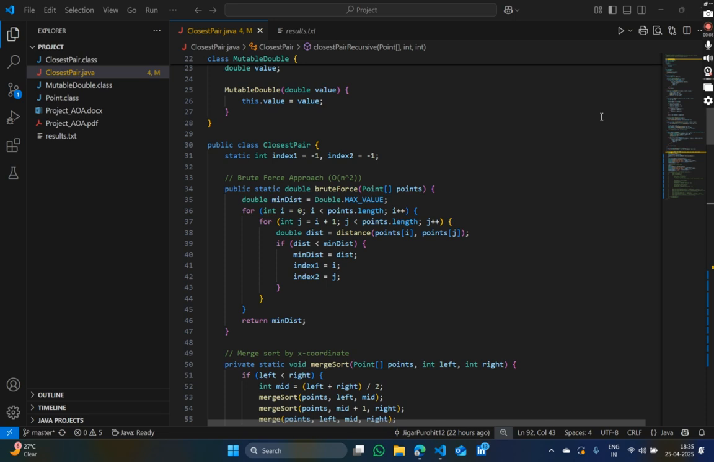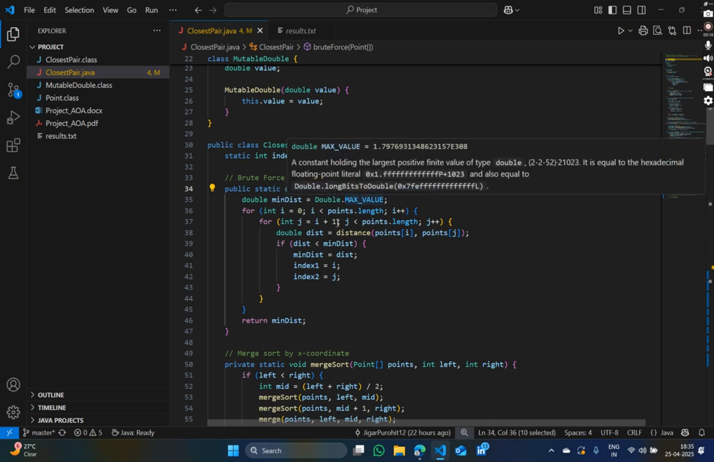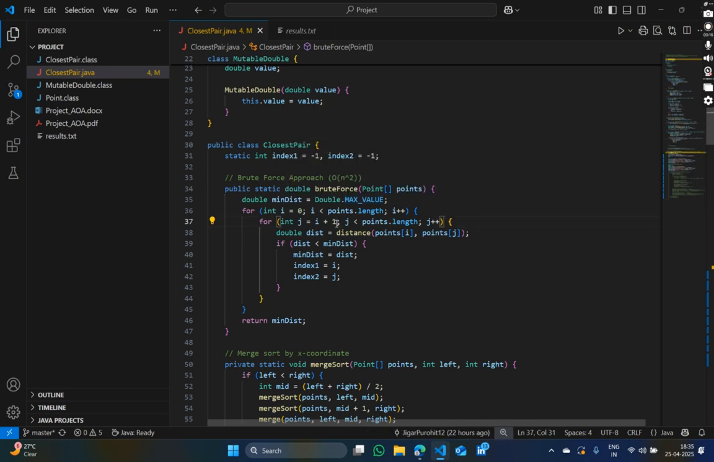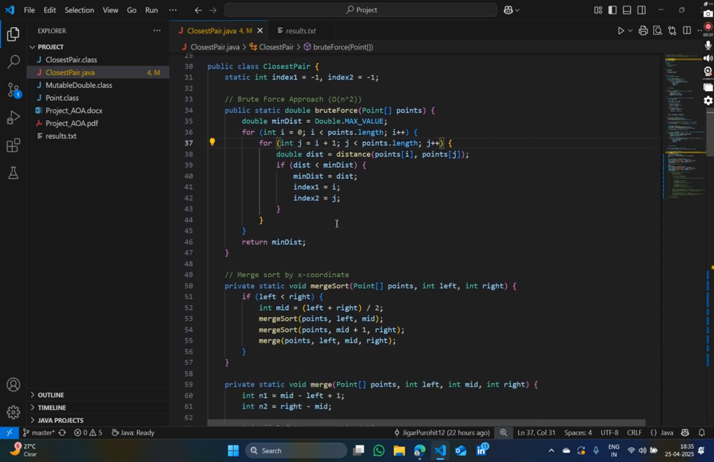So here I implemented both brute force and divide and conquer algorithms to find the closest pair among a set of 2D points. There's this first brute force function, and in this approach it simply checks the distance between every possible pair of points using two nested loops. It keeps track of the minimum distance found and the indices of the closest points. This method has a time complexity of O(n²) and works best for smaller data sets.